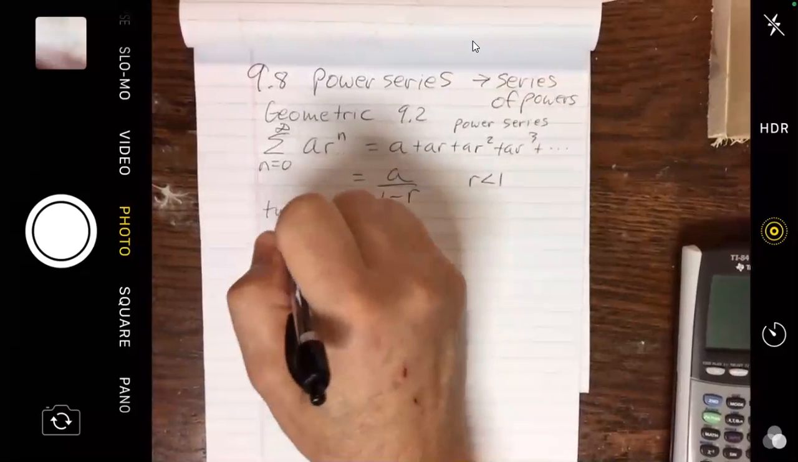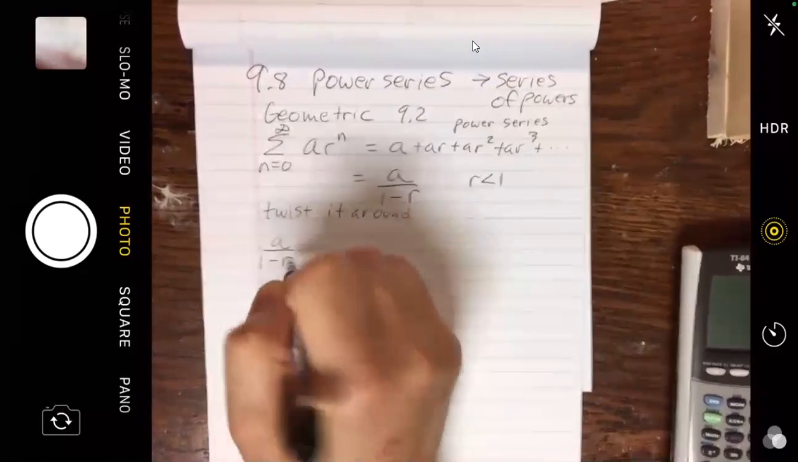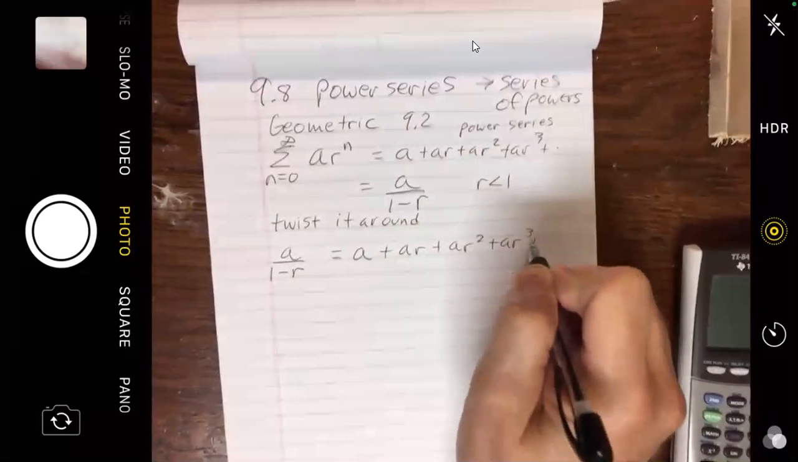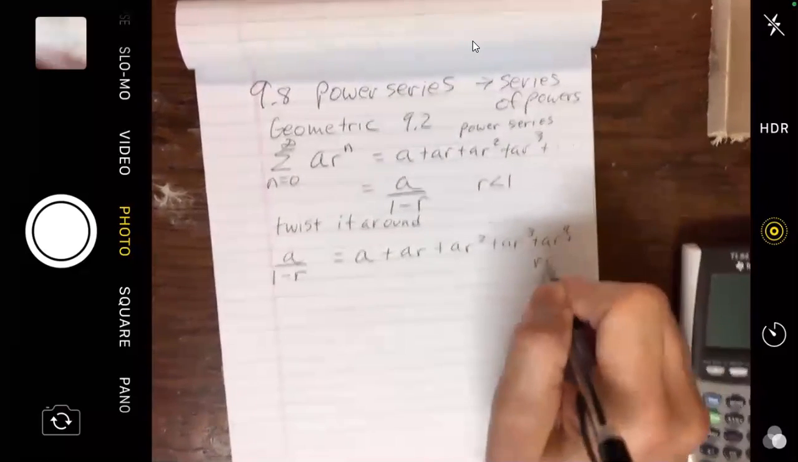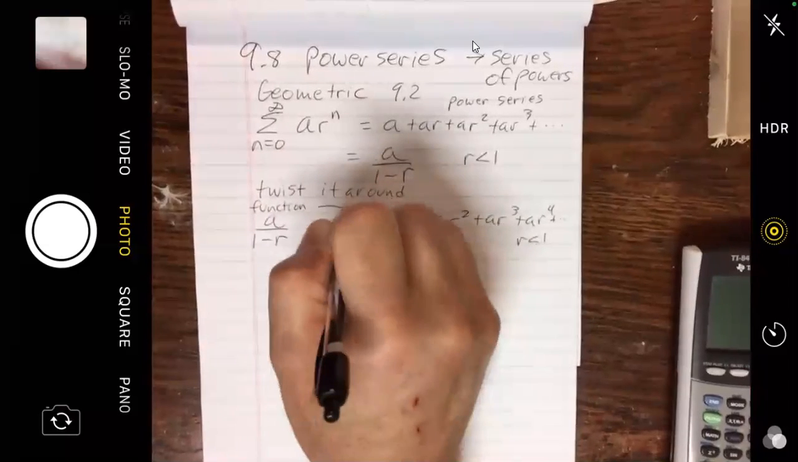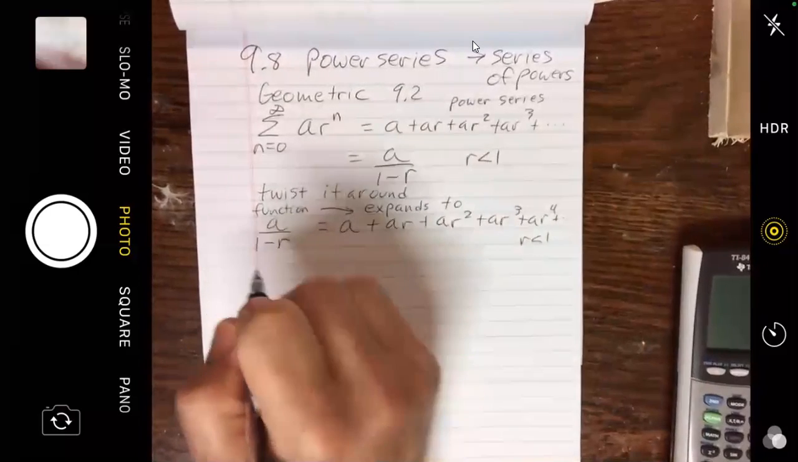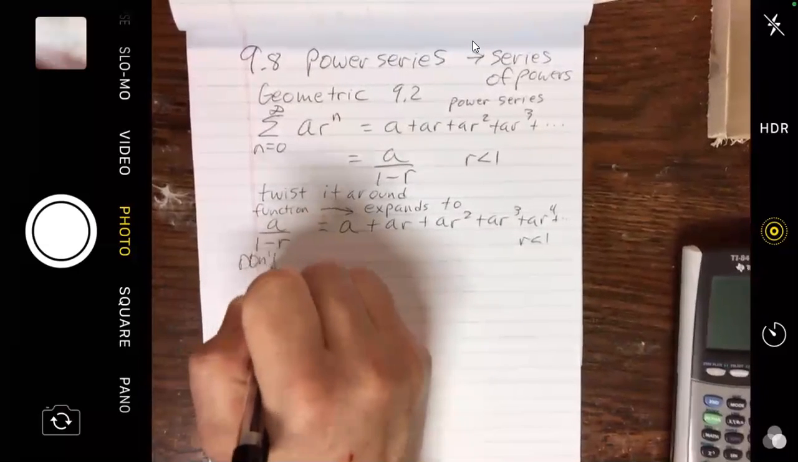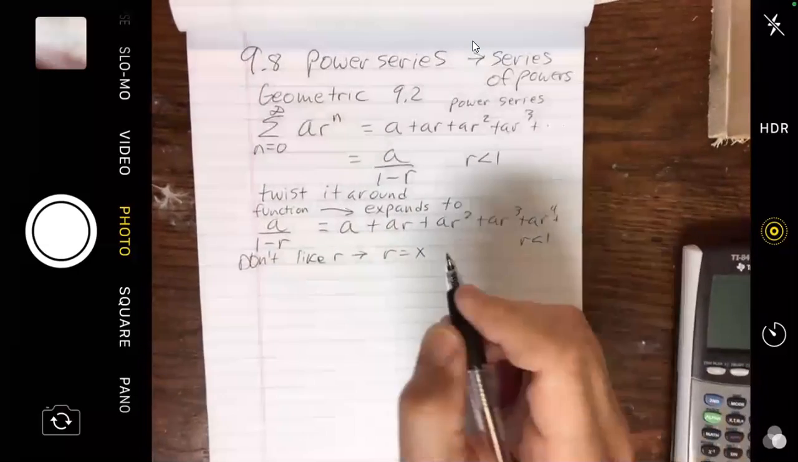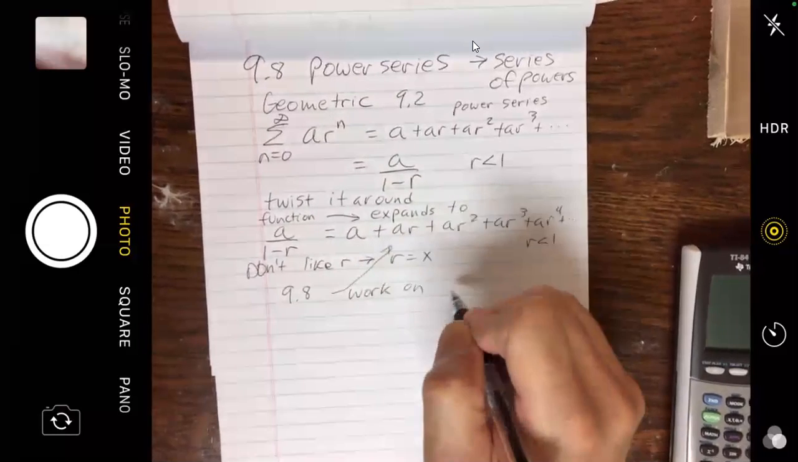Now, you can twist it around, and your a over 1 minus r can be written as a plus ar plus ar squared plus ar cubed plus ar to the fourth. Again, |r| less than 1. This is the function that this expands to. They don't like using r, so they make r equal x. And in 9.8, they are only going to work on this right side.